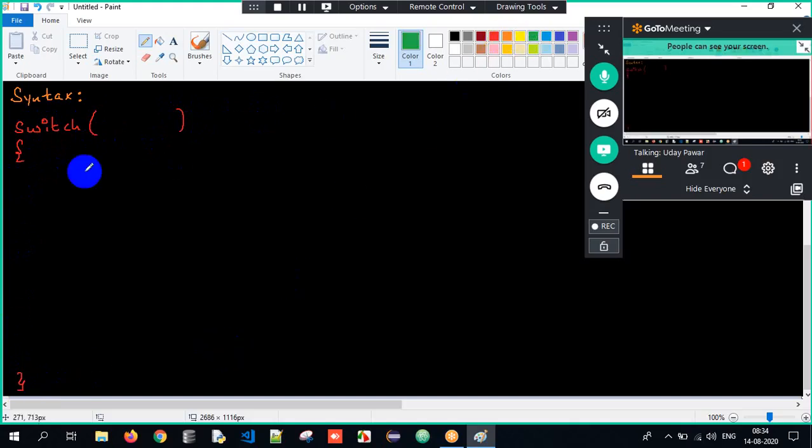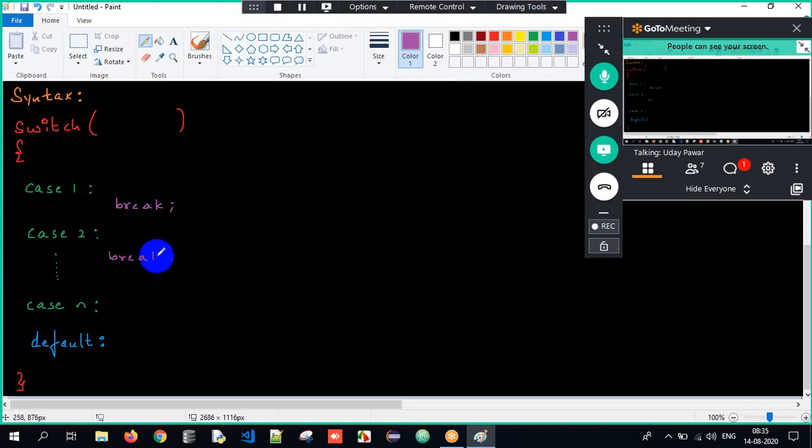And then, followed by that, I should have cases: case 1, case 2, and I can have n number of cases. Optionally, I can also have something called default. What is the meaning of it? We will understand in some time. Don't worry. And then we can also have something called break.